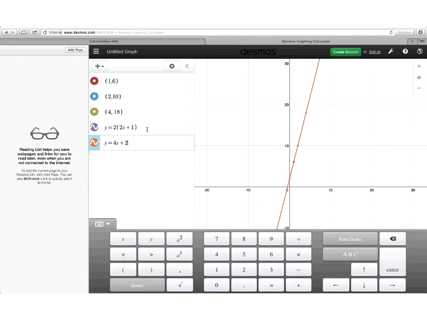So again, Desmos is a tool that, if you have computer access for your students, or students have smartphone access or computer access in their lives, they can experiment with algebraic thinking and graphs.